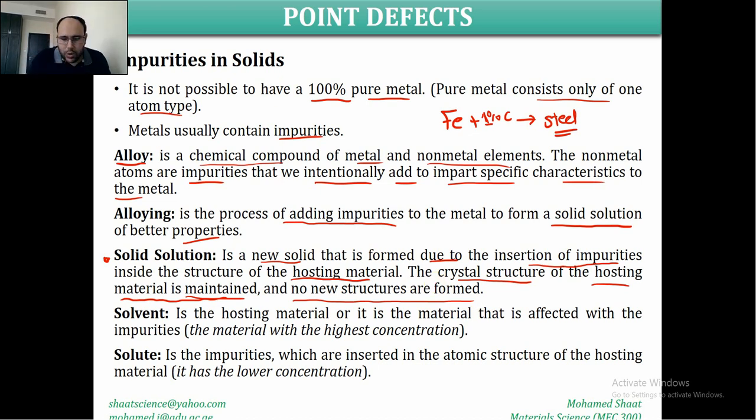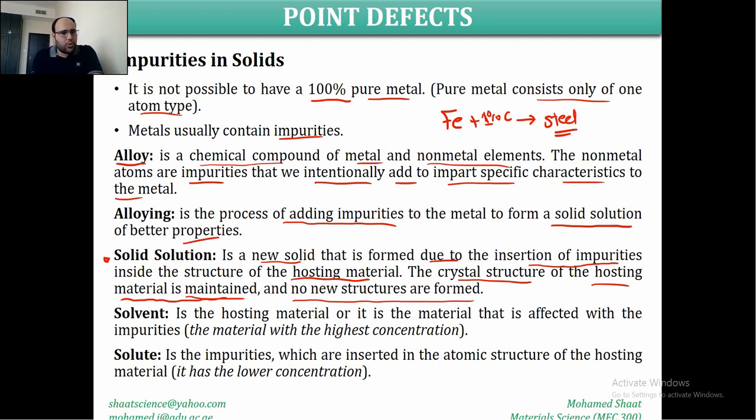This is what distinguishes the solid solution, for example, from another phase, a new phase. These are two different things. Solid solution means that we have a hosting material like a metal, and then we add a few fractions of an impurity, like iron and copper.